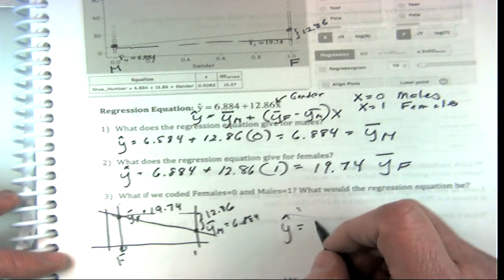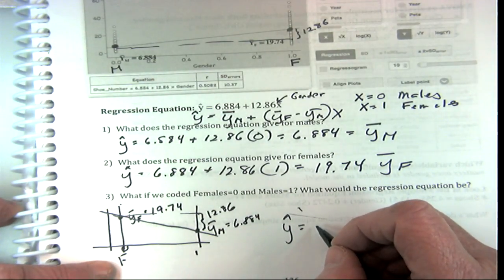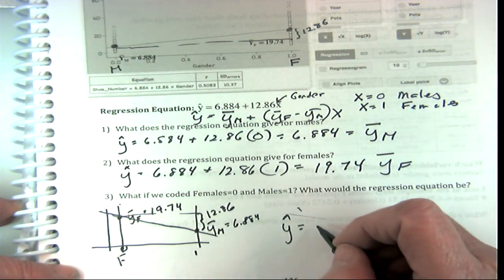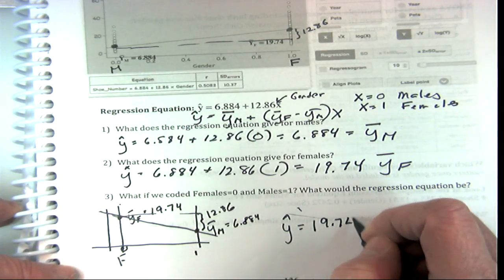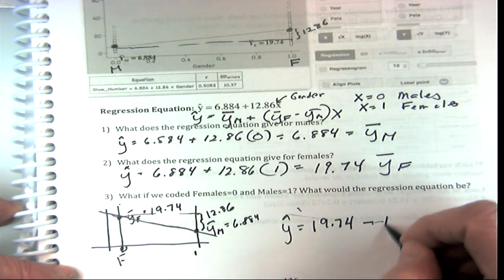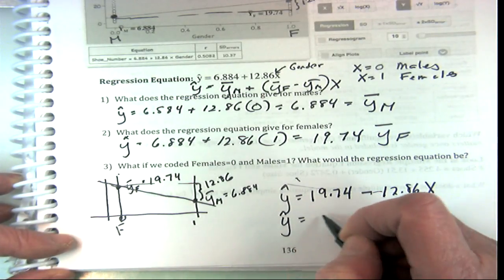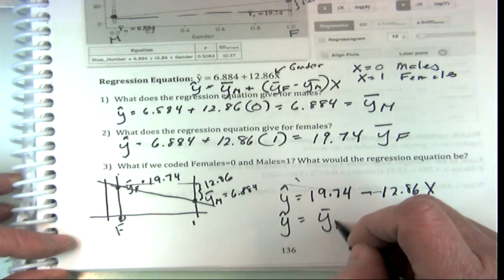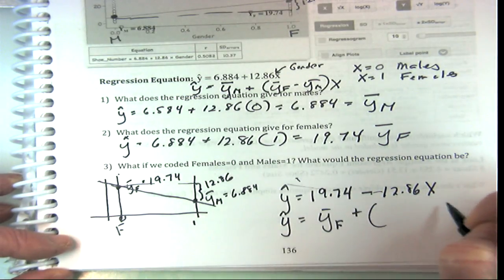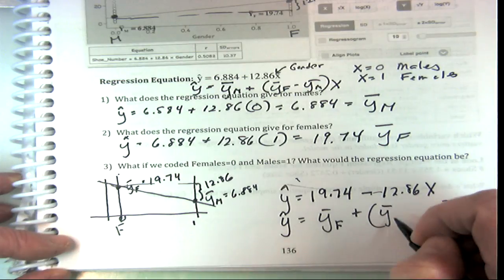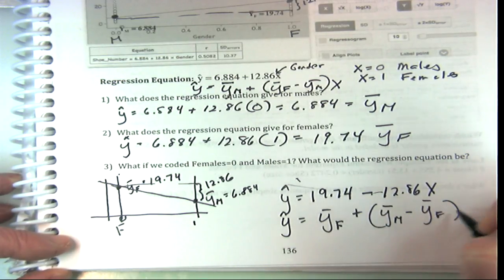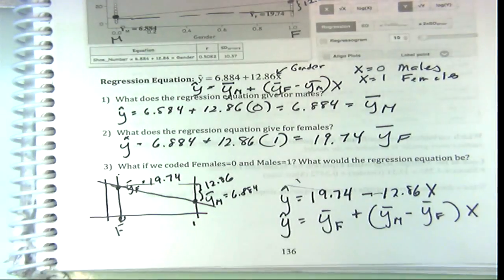So our equation would be what? Our equation would be when x is equal to 0, for females, we'd have 19.74 minus, because we're going down, by 12.86x. Or in other words, we'd have y bar is equal to the female average, plus the difference of y bar males minus y bar females. So that's just to give you an idea of what's going on with that regression equation.